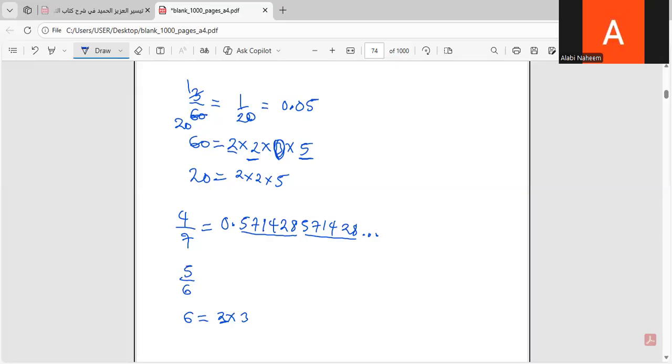So you should expect this fraction to be a non-terminating recurring decimal. And what's 5 over 6 in decimal? It is 0.8333. And the thing is endless. Can you see the thing is endless? So it is a non-terminating recurring decimal.